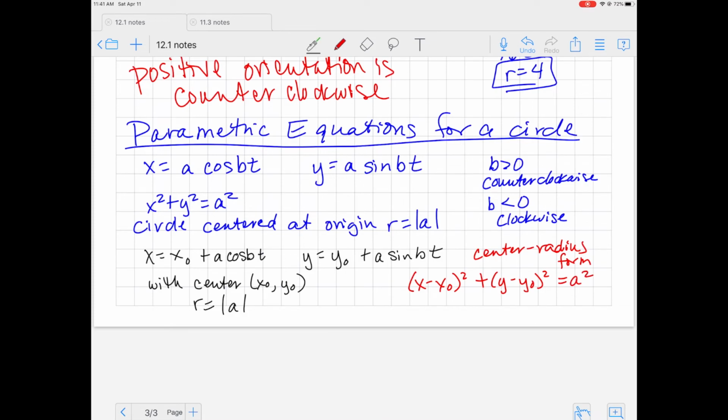So that is center radius form for a circle. I have my center and I have my radius, or you can break this up in terms of parametric, and you're using cosine and sine in parametric because sine and cosine are those circular functions, right? Using those circular functions is how you can make those parametric equations work for a circle. All right? Okay. So we're going to do some problems that deal with that.